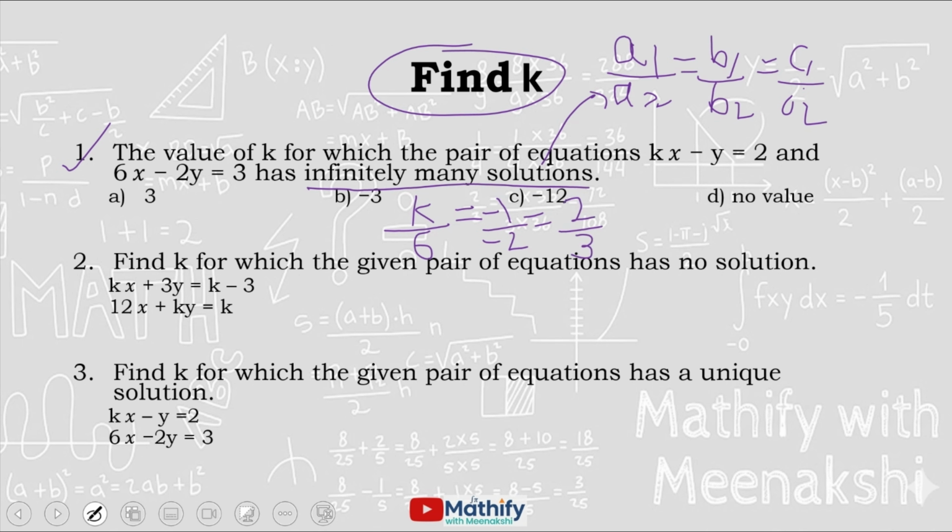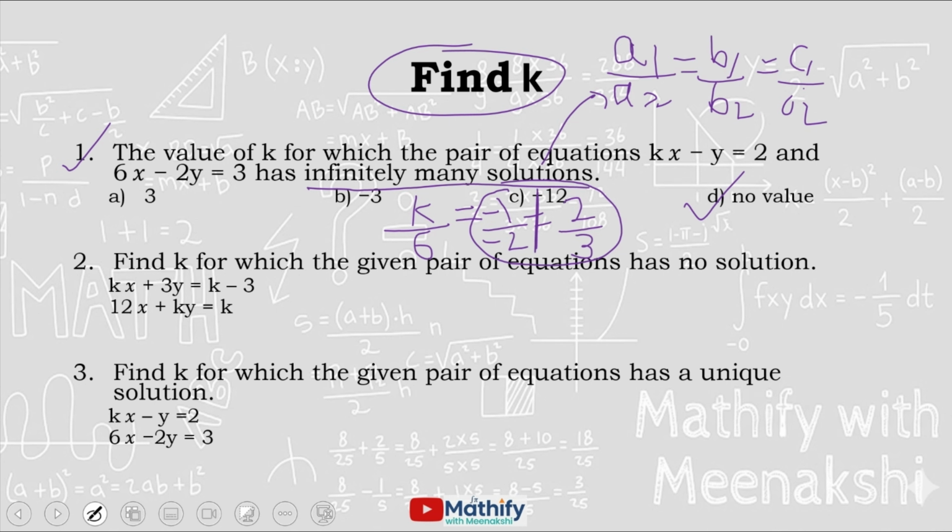Now if you realize something here, 1/2 can never be equal to 2/3, and that means there is no value that will satisfy b1/b2 = c1/c2. So the answer is no value. Let's move to the second question.